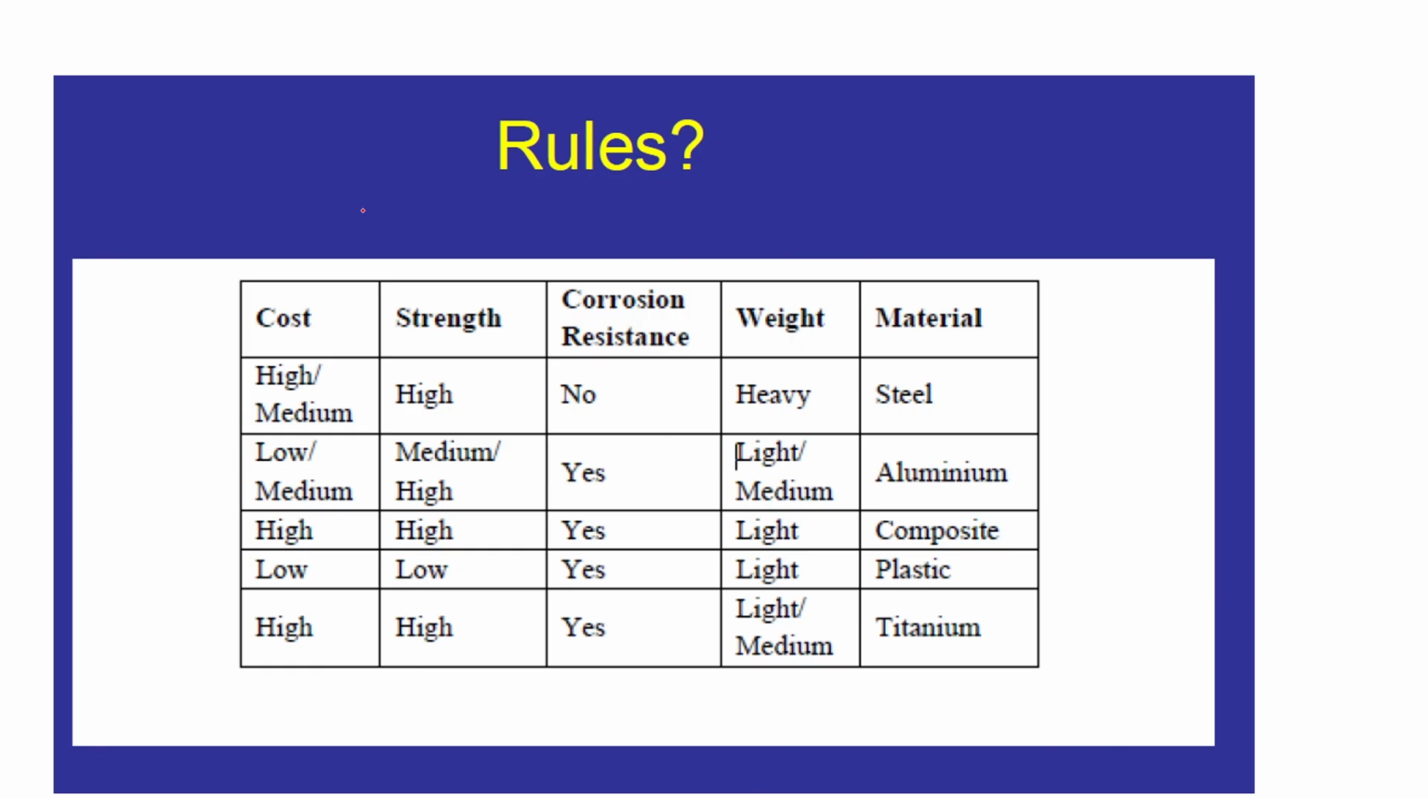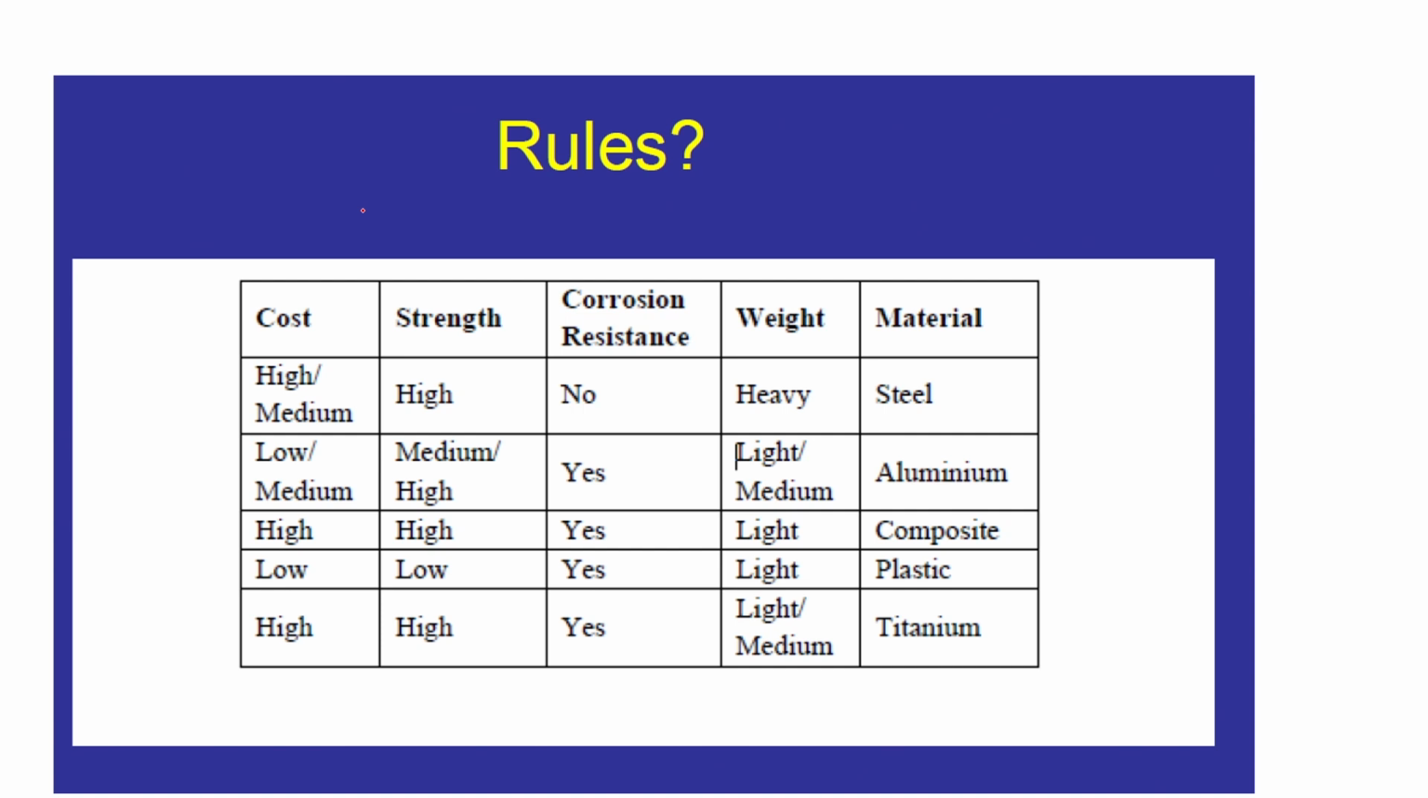That's steel actually. Steel's cost can be high or medium, strength is very high, corrosion resistance is not good, and it is very heavy. Aluminum on the other hand is low cost or medium cost, medium strength or high strength, corrosion resistance is high, and it is lightweight. Then you can have composites, plastics or titanium. All these things are provided here. These are the rules. Okay.